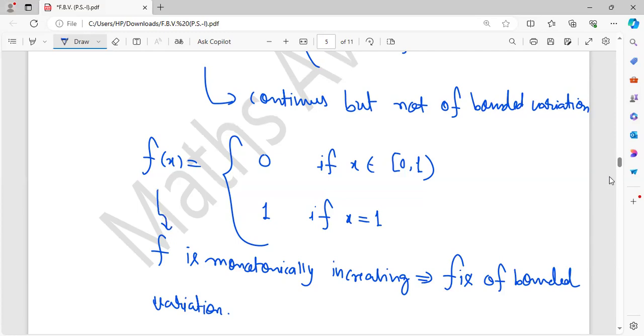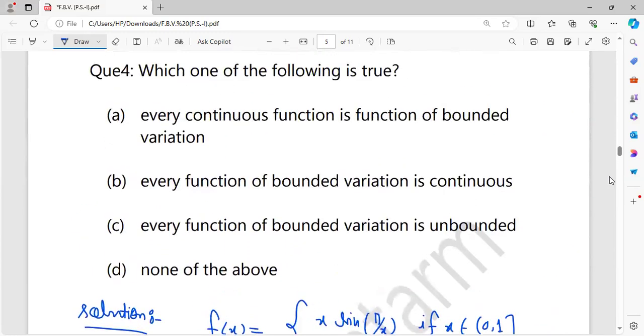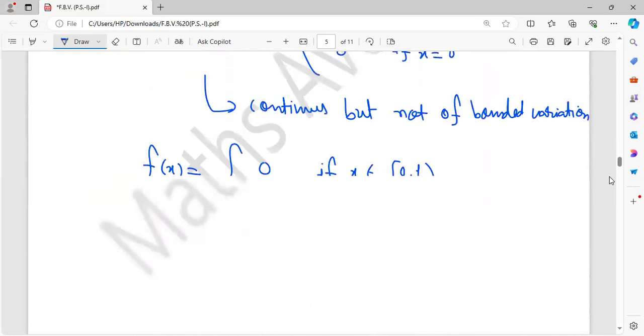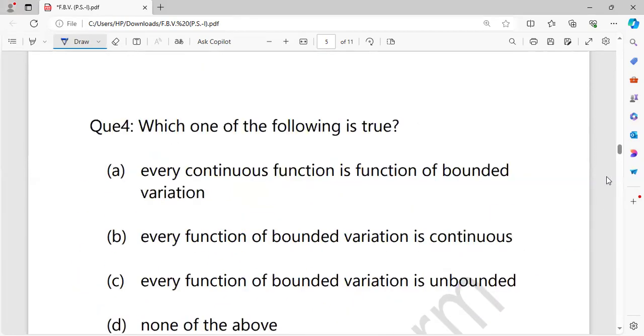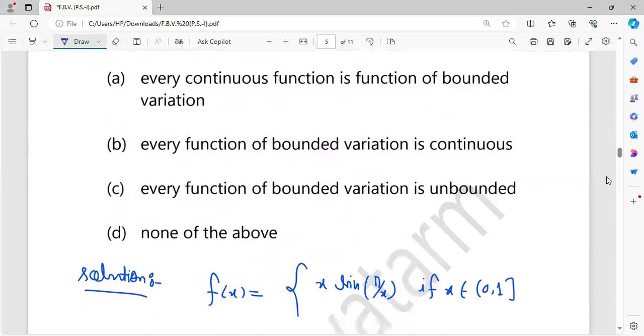So this option is also not correct, because this function is not continuous at 1, but it is of bounded variation. Every function of bounded variation is unbounded? We have proved that if a function is of bounded variation, it is always bounded. So option C is also not correct. So none of the above is true, and option D is correct.